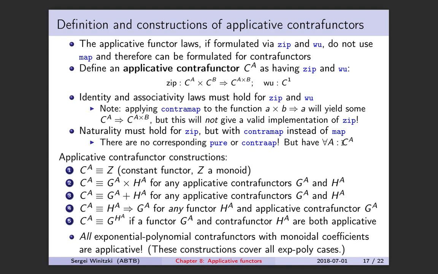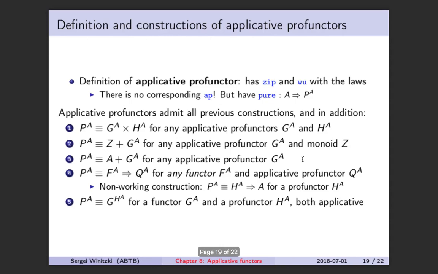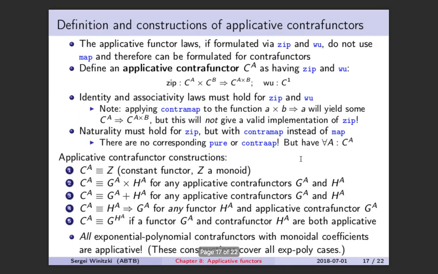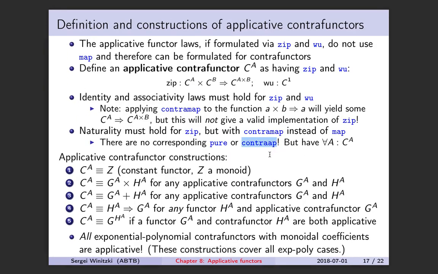Pure has a type signature A going to FA. This does not have A going to anything. Well, you could imagine that you have it, but you don't use that information. So you don't use any values of type A to create this. You already can create them. So that's yet another difference. And also, there is no contra app. Sorry, where am I? There's no analog of app for contrafunctors.